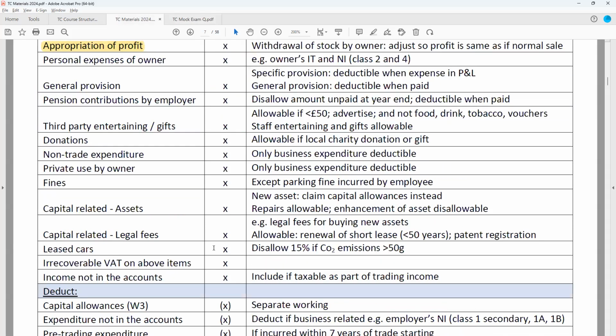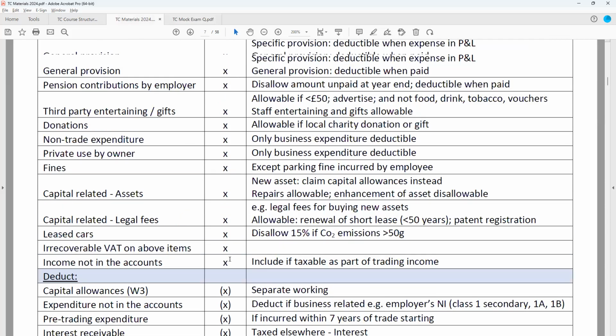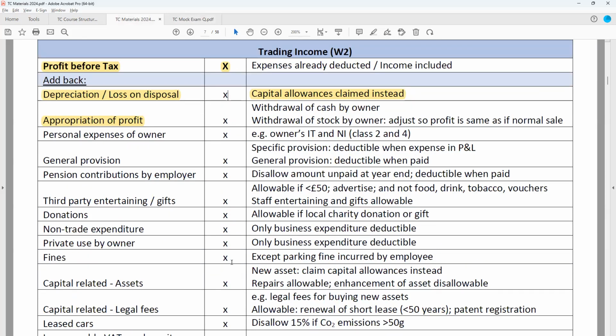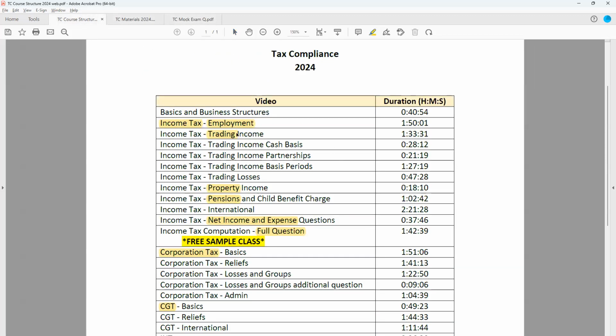Other times you'll be given a draft trading profit figure and you'll be told the following amounts have not been included. And therefore, if they're allowable, you'll need to deduct them. So that's really important that you get used to the exam questions and the different ways they might be structured. And that's what we do on the course. I'll go through every different type of exam question as well. So you can see the different ways the examiners structure the questions to really test your understanding of the rules.